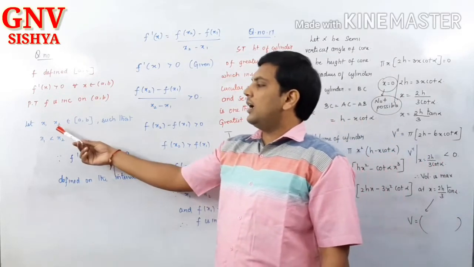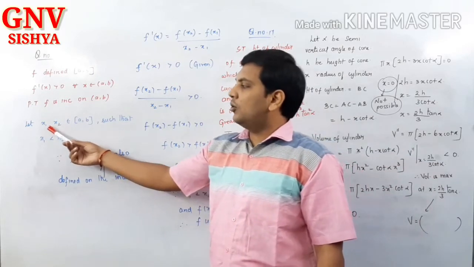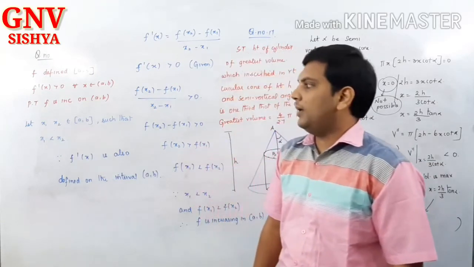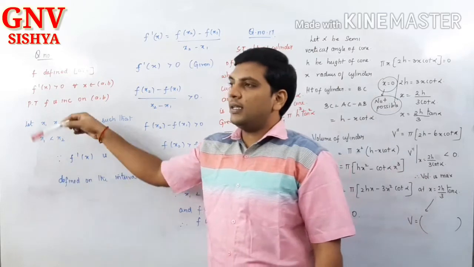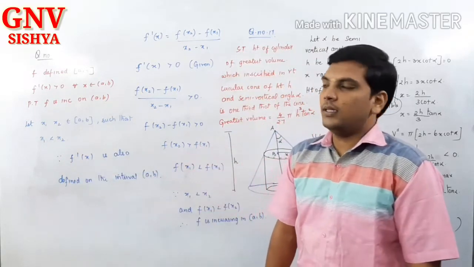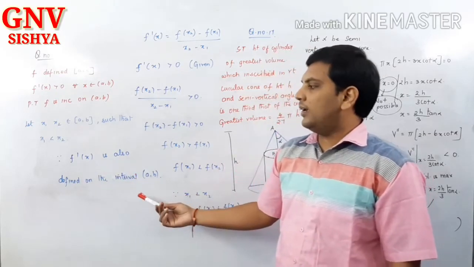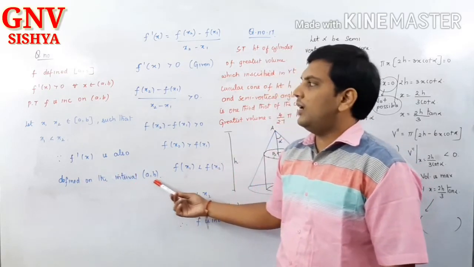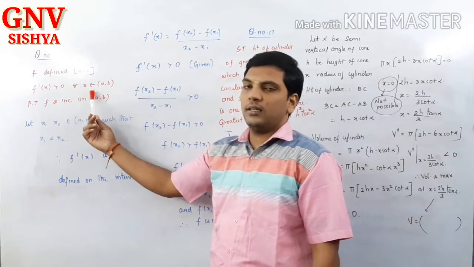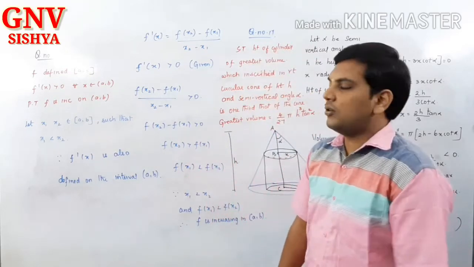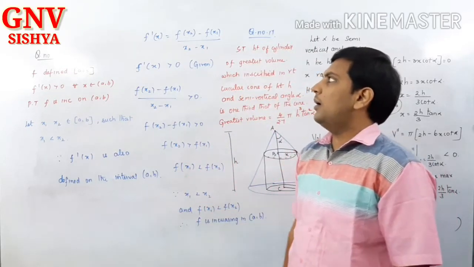Since it is a continuous function, I am considering two values x1 and x2 in the interval a comma b, such that x1 is a lesser value than x2. Since f dash of x is also defined in the interval a comma b, they have said it is greater than 0 in this interval. So f dash of x is also a defined value in the interval a comma b.